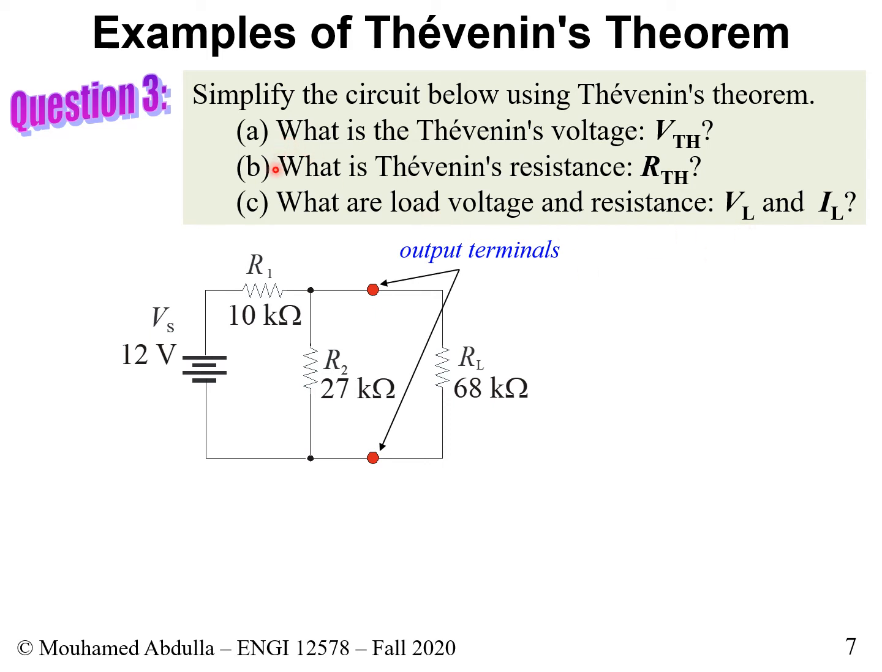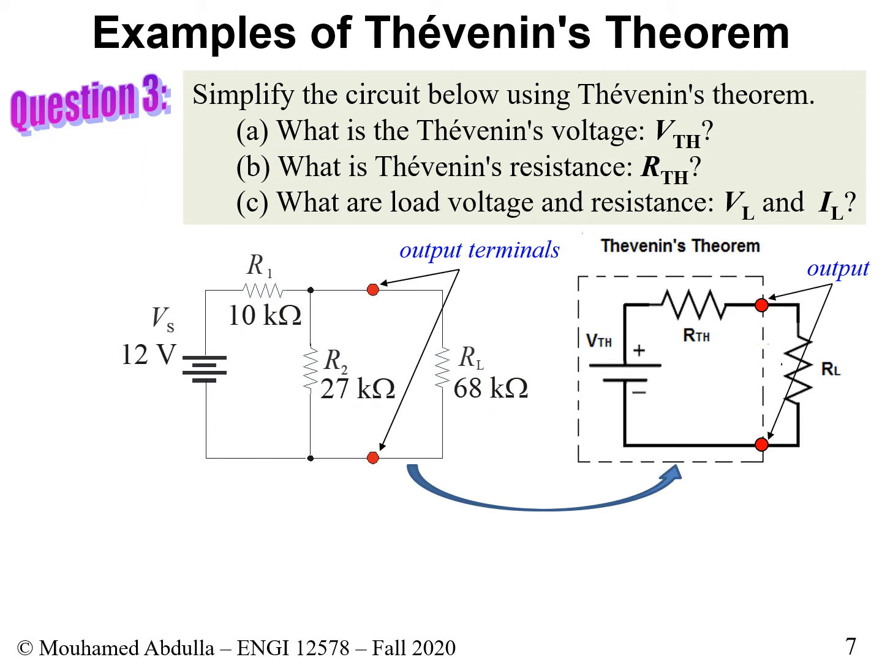So let's go through A, B, and then we'll move on to C later on. Like we said, we want to change this circuit into a Thevenin equivalent circuit. So this is the Thevenin equivalent circuit. You have your source, you have your resistance, and then you have the load that is connected to it. So the question is, how do we find the voltage?